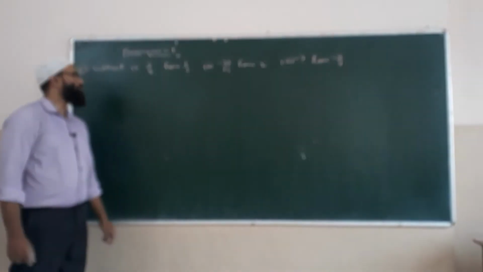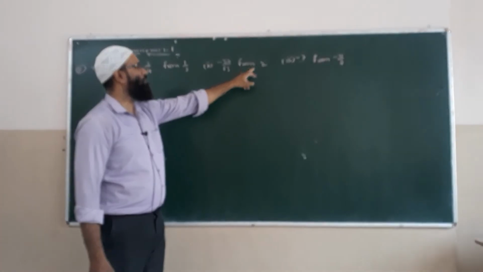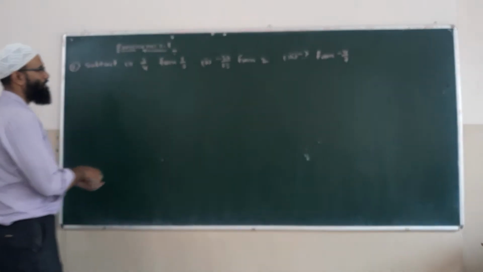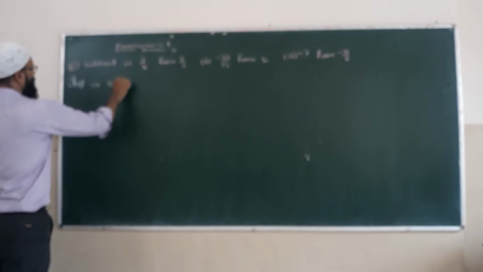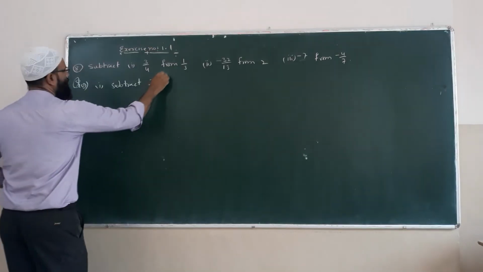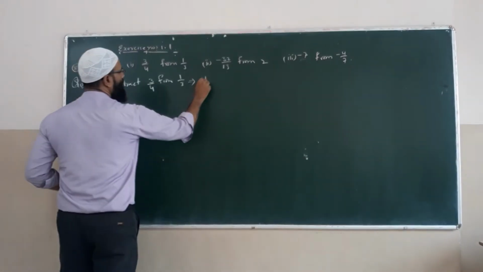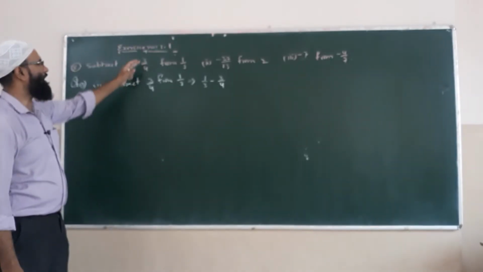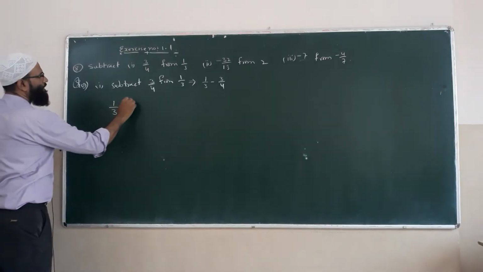Next question. Question number 8. Subtract 3 by 4 from 1 by 3. Subtract minus 32 by 13 from 2. Subtract minus 7 from minus 4 by 7. Now first one. Subtract 3 by 4 from 1 by 3. It means 1 by 3 minus 3 by 4. Okay, you have to subtract 3 by 4 from 1 by 3. Now 1 by 3 minus 3 by 4.